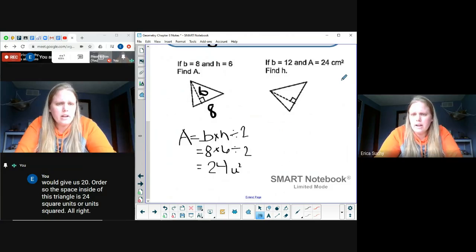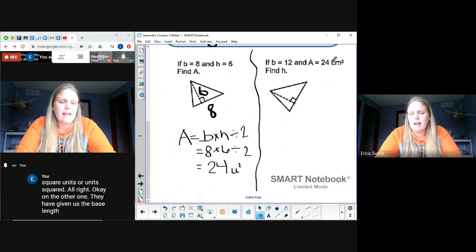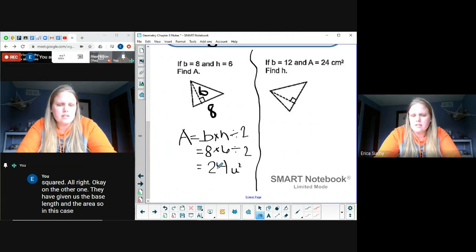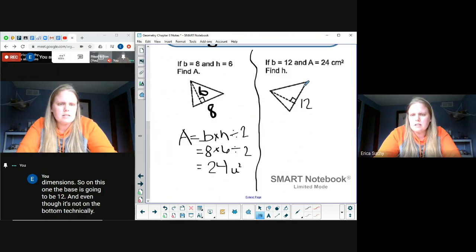Perfect. Okay, on the other one, they have given us the base length and the area. In this case, the area is actually the same as what we just solved for, but the base length is a different length. So these two triangles cover the same amount of space, they just have different dimensions. On this one, the base is going to be 12, and even though it's not on the bottom technically, it's perpendicular to this dashed line, so I'm going to use those as the base and the height. The height is the missing part, and it says the area is 24 centimeters squared, so that means this base has to have a label of centimeters.